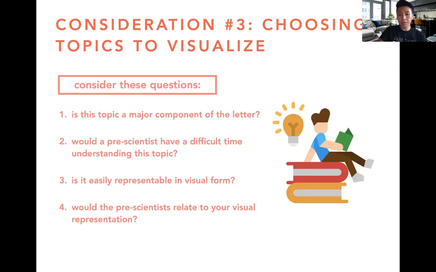Is it even representable in a visual form? Is it something that can be described and really honed into a simple format? And lastly, can those pre-scientists relate to that visual representation? Once I get all these things checked off, then I think I'm good to go with adding those visual aids. With that said, you can also add things that are not related to those different topics if you see space, but don't add it too much or else it gets really confusing.